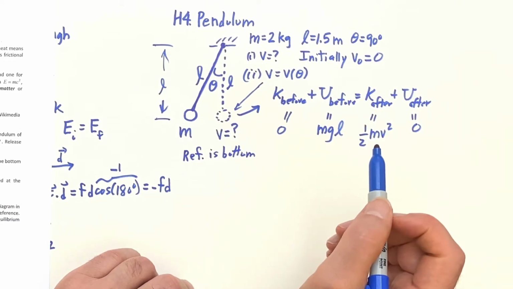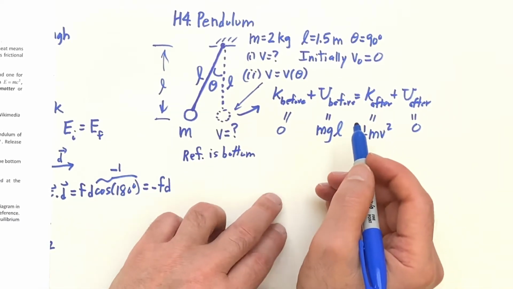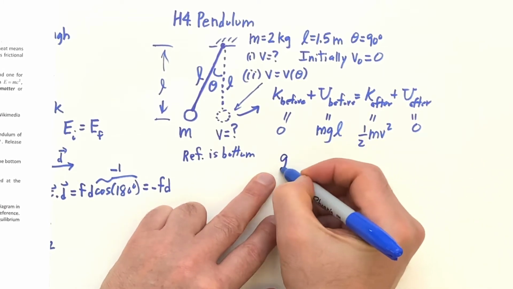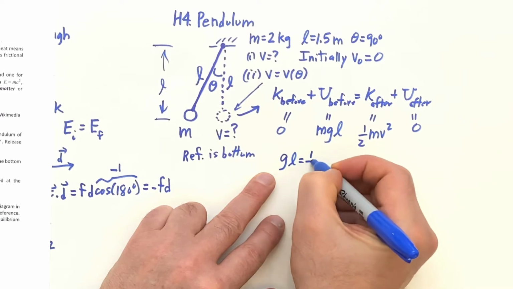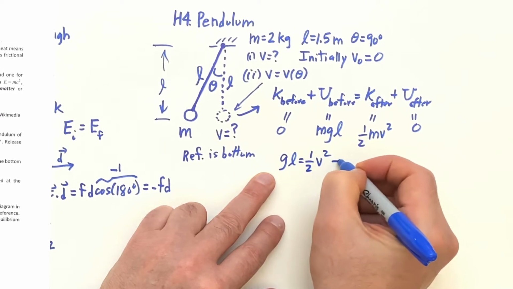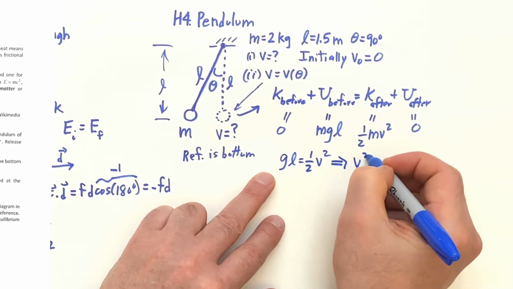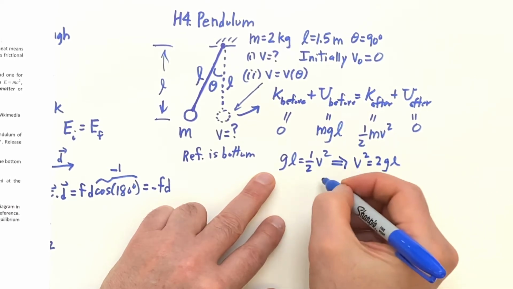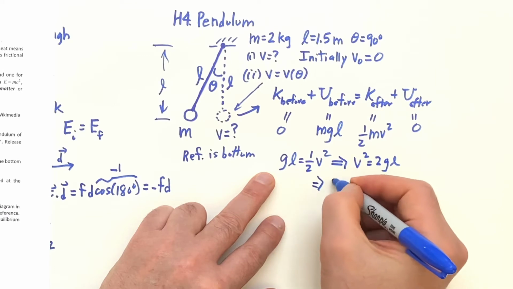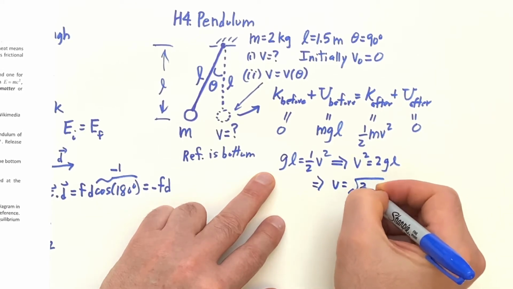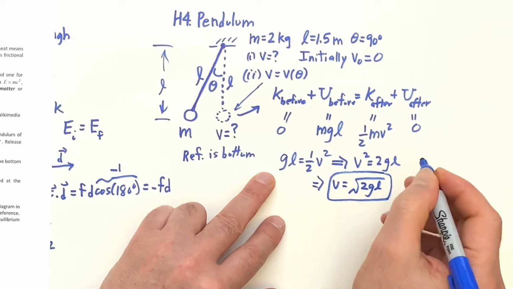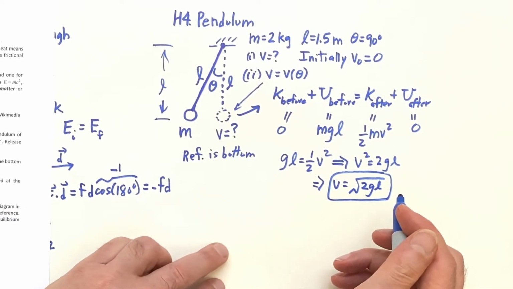So we're basically all set here. Problem's very easy to solve. The masses cancel, so you have gL equals 1/2 v squared, which means v squared is 2gL. Look at this. You get the square root of 2gL. Now, we've done a problem like this before, and we got the square root of 2gh.